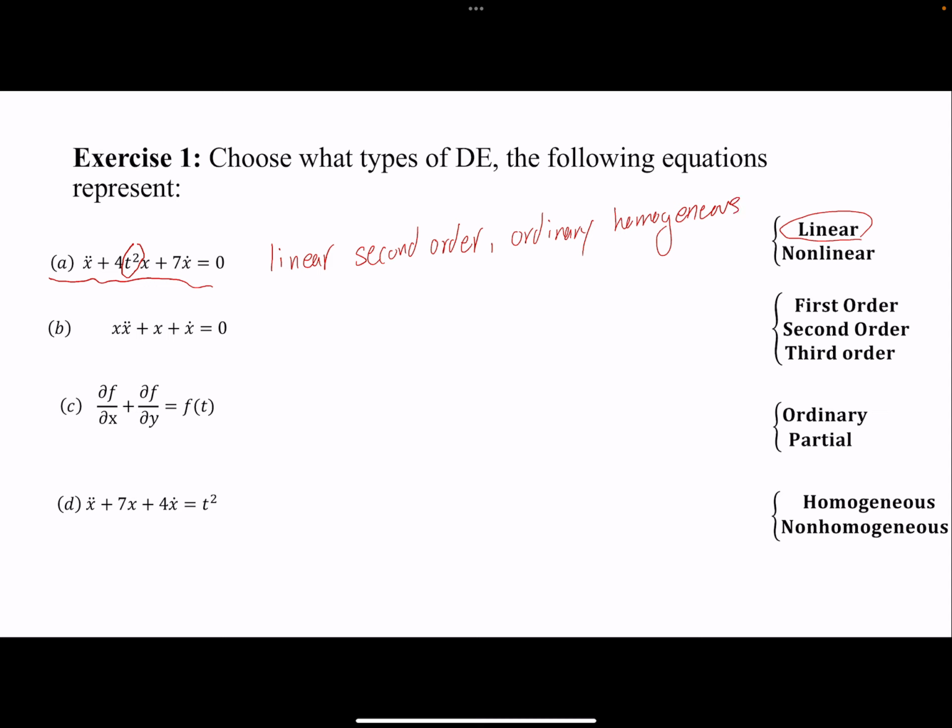And if you look at the second, here that's an example of nonlinear because I have x double dot, and x is a dependent variable, so that's nonlinear. The order is again second order because I have x double dot, still ordinary, and still homogeneous. If I go to the third, part C, our function is linear. I don't have any nonlinear component. I have the first order. I don't have second order derivatives. The equation is not ordinary, it's partial. I mean, we have the partial sign, and it's non-homogeneous.